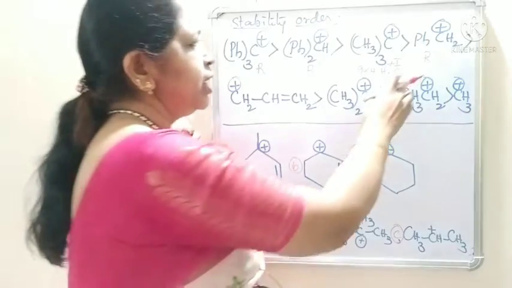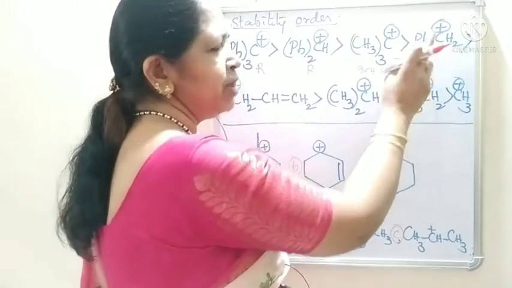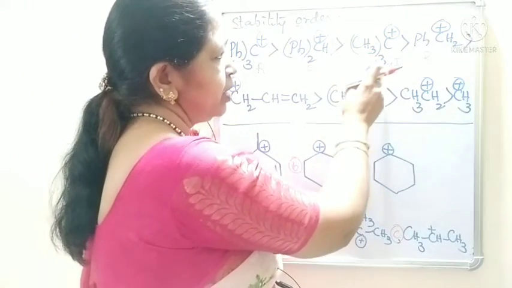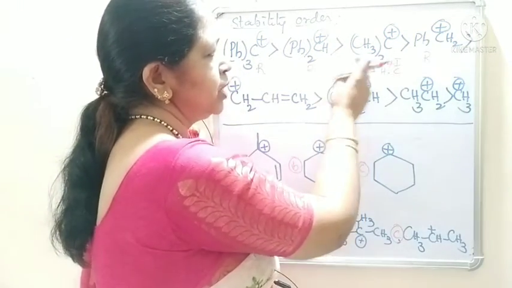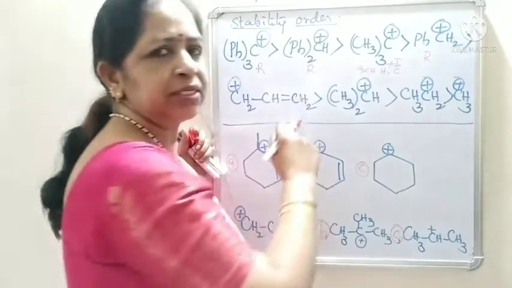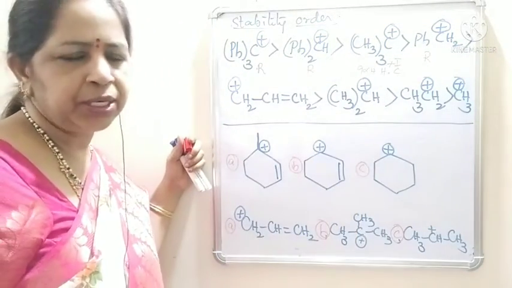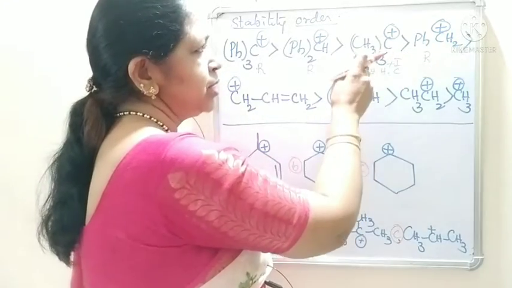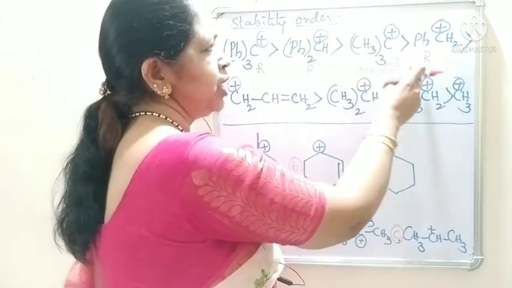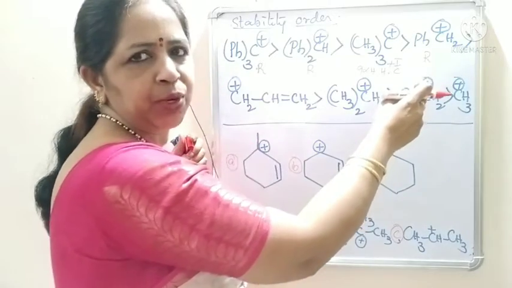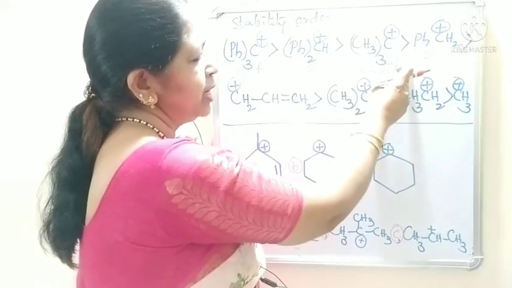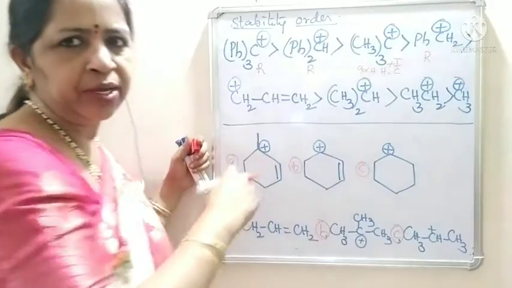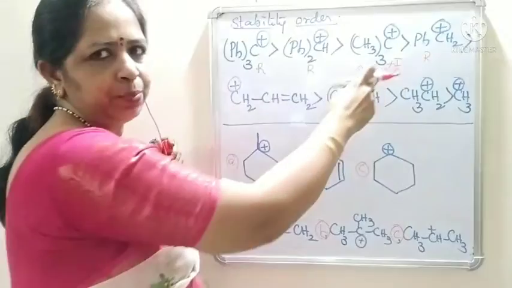The resonance effect shown by one phenyl ring is less than the inductive effect caused by 3 methyl groups and also the 9 alpha hydrogens, which cause the hyperconjugation. So, trimethyl carbonium ion, that is the tertiary carbonium ion, is more stable than benzyl carbonium ion. These two effects will outweigh the resonance effect caused by one benzene ring. So this order is more important.